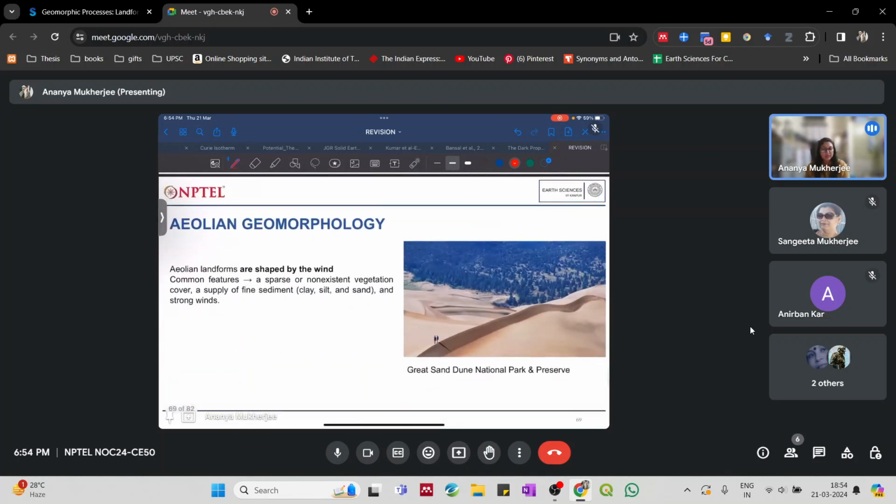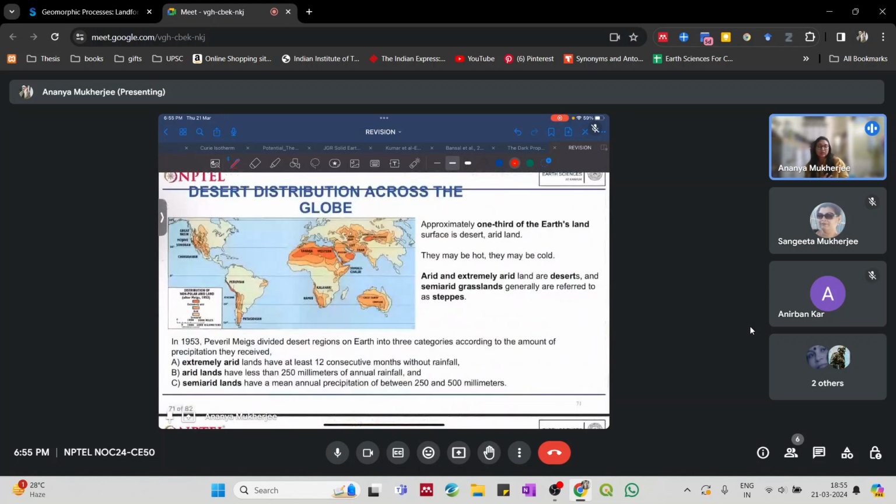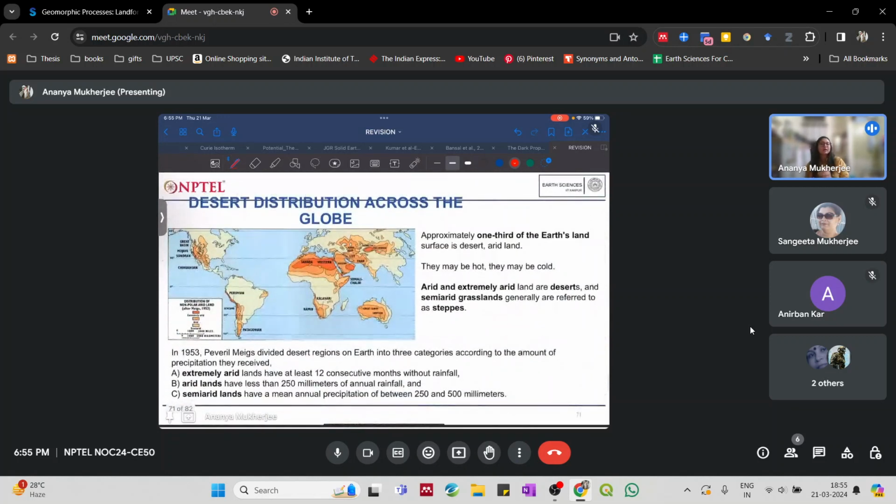Now we come to the last part. This is what we had done in the last class itself: Aeolian geomorphology. It covers all the features and landforms that are created and shaped by the action of wind. Mostly they occur in extremely arid or semi-arid regions, mostly desert areas, which have very low annual rainfall and very low vegetation.